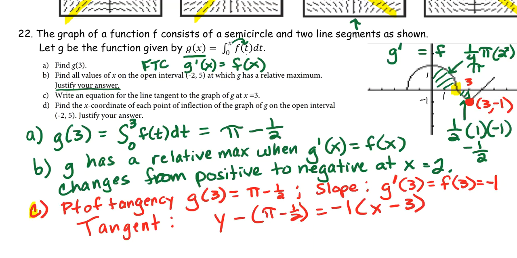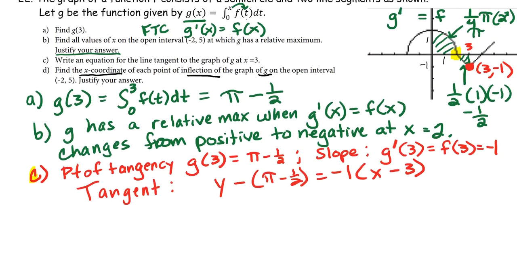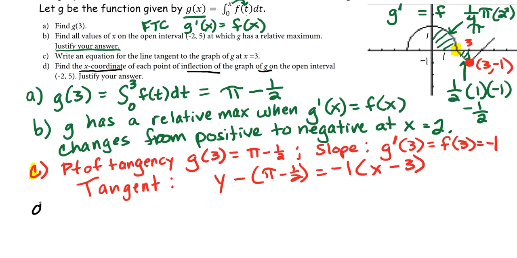All right, and then for part D, find the x-coordinate of each point of inflection of graph g. So we're not talking about graph f, we're talking about the function g. So all we have available to us is g prime. My first thought is that function g has an inflection point when g double prime changes signs, because that's where concavity changes. So now I have to think backwards and say, well, when would g double prime change signs?